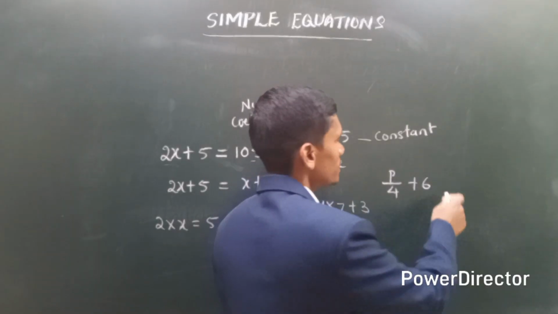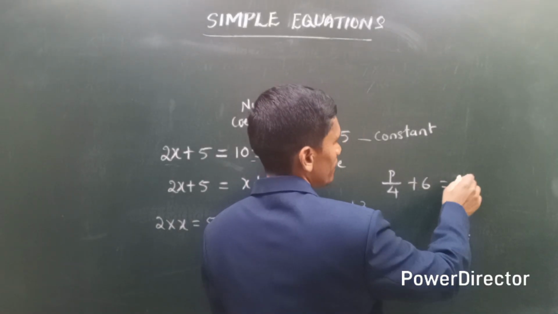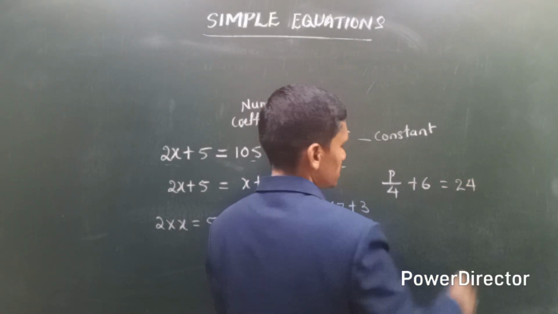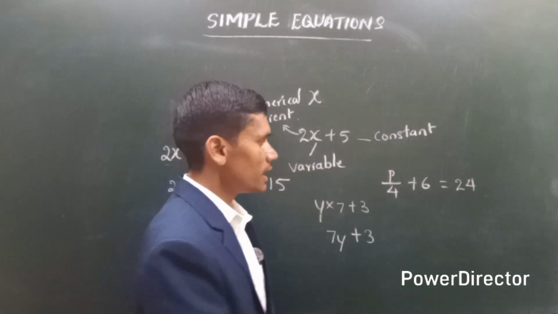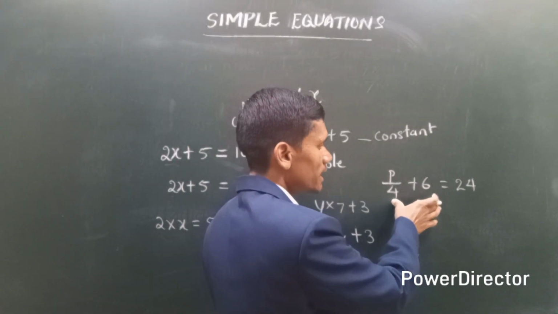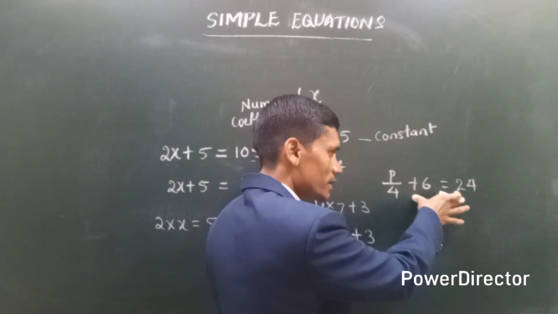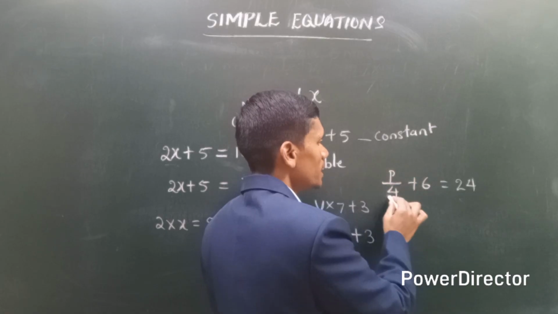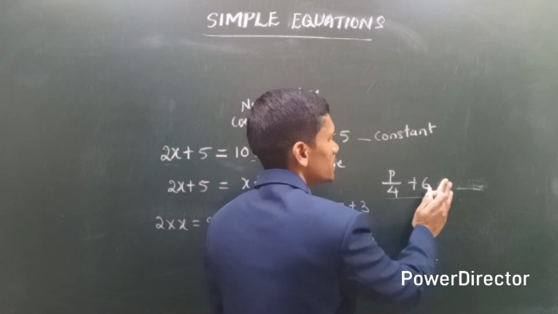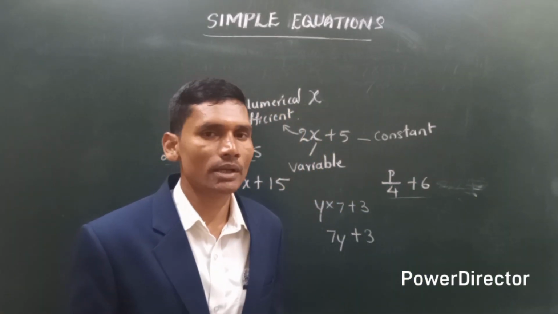If I compare this with something else, say for example if I say equal to 24, then you can say this is a simple equation. This is only an algebraic expression if I don't write anything with an equal to sign, right?